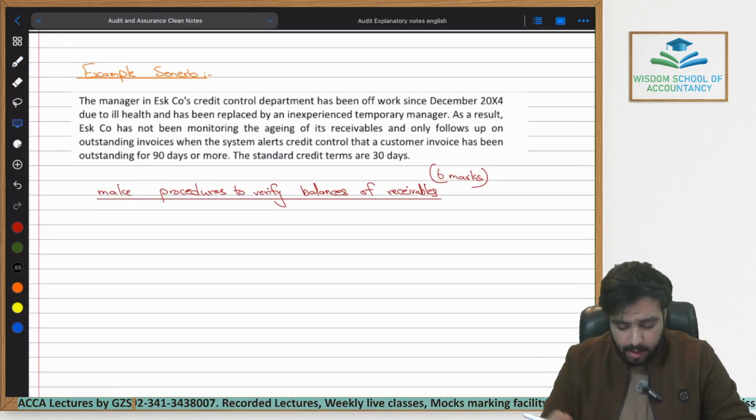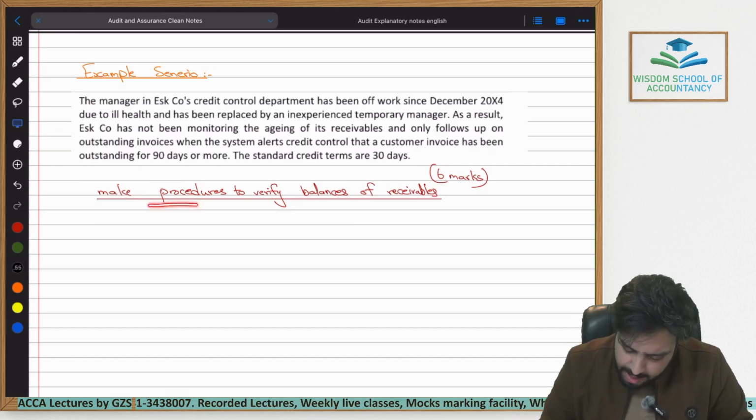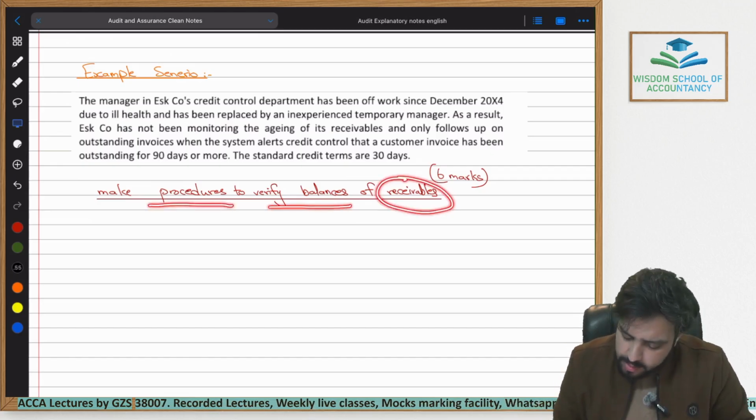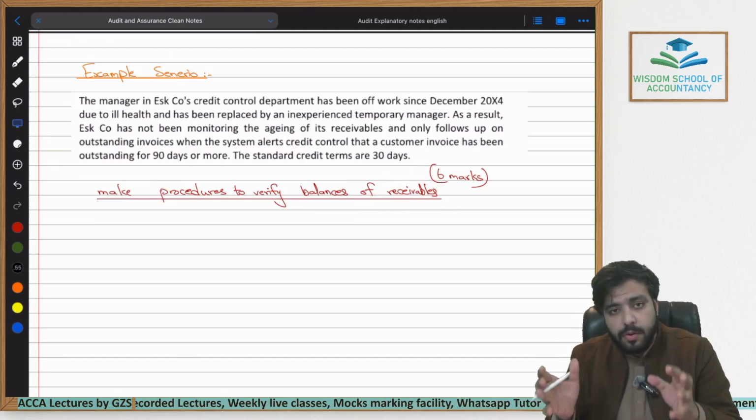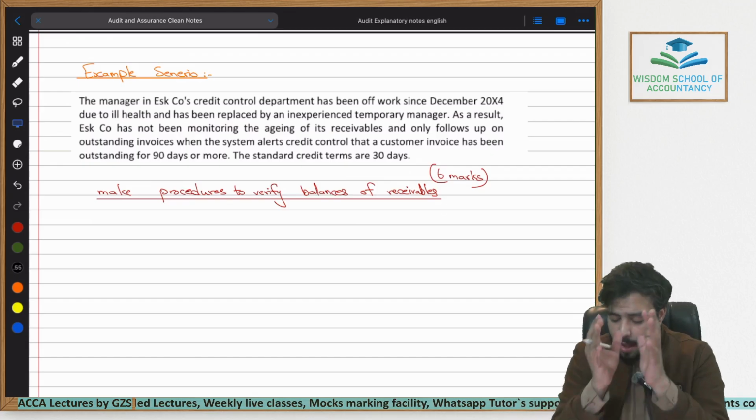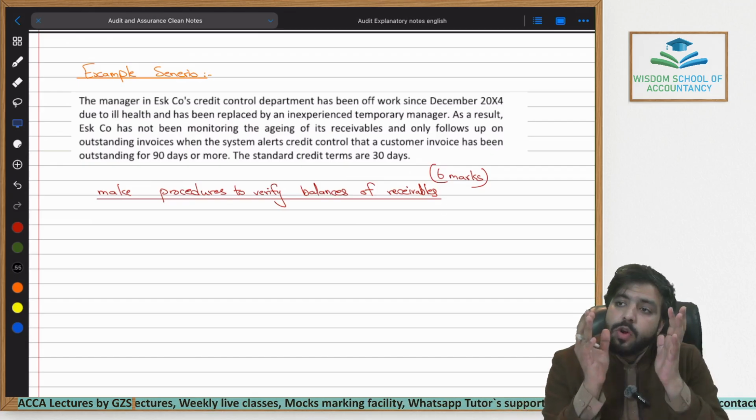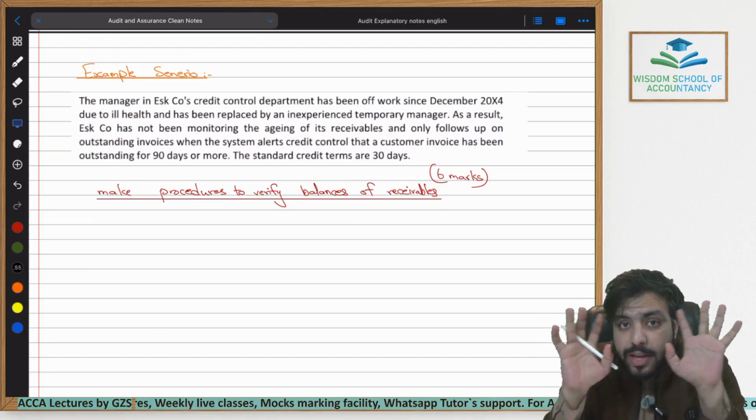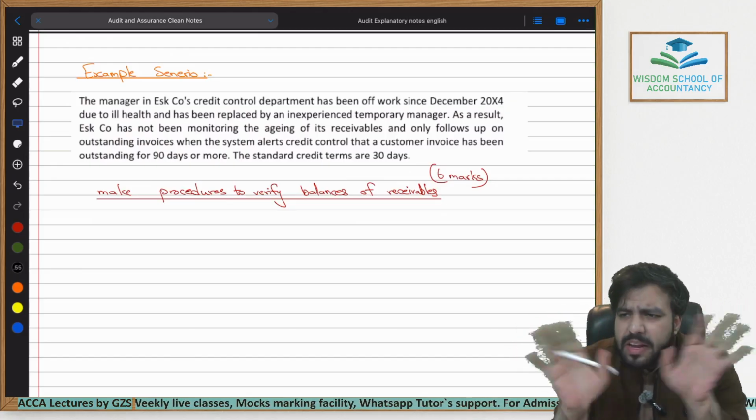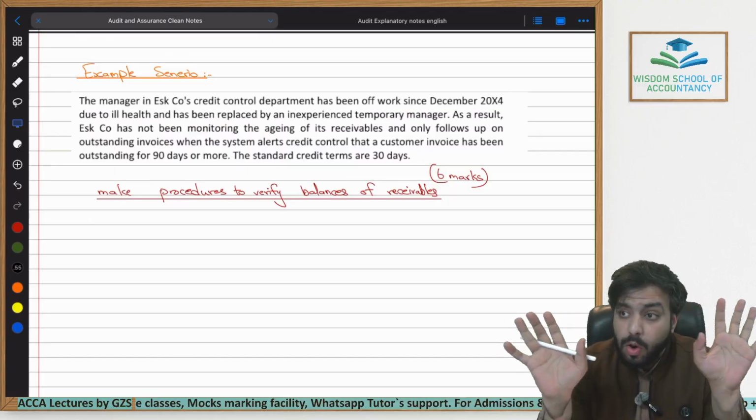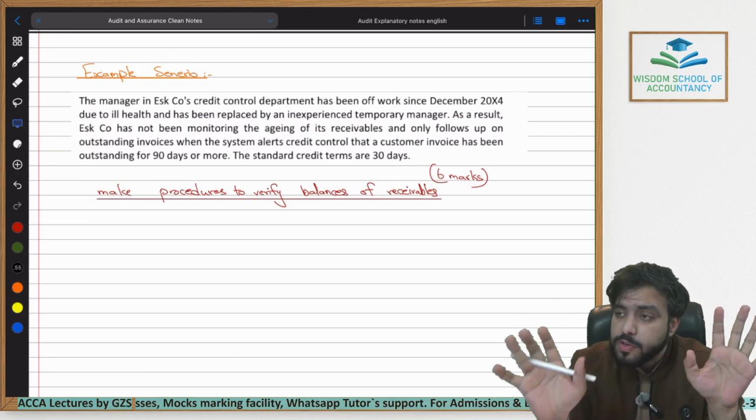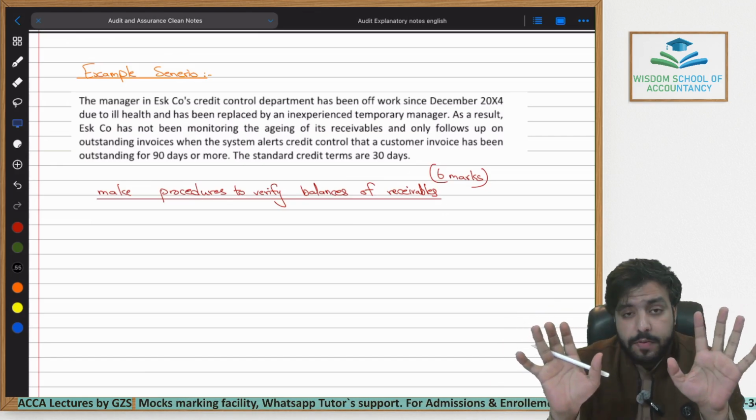The question that the examiner has is: make procedures to verify balances of receivables. So a company has recorded some receivables. We need to verify whether the amount recorded by the management is correct or not. Please remember that you do not need to have any kind of value. Even if the examiner doesn't give the value recorded by the management within the question, it doesn't matter at all, because we will always produce our procedures using the technique we have just learned.